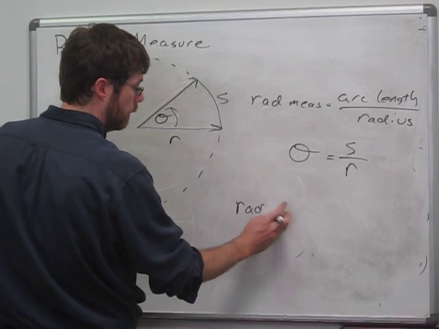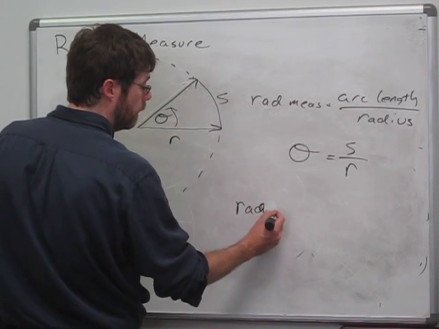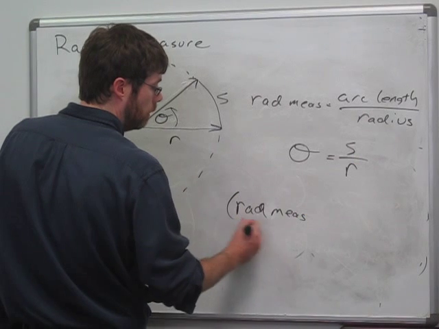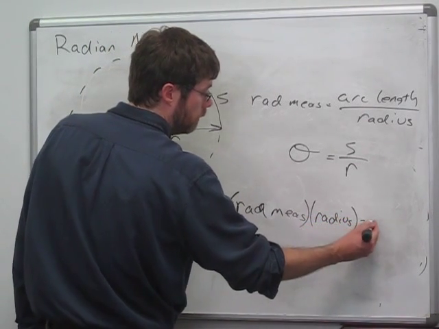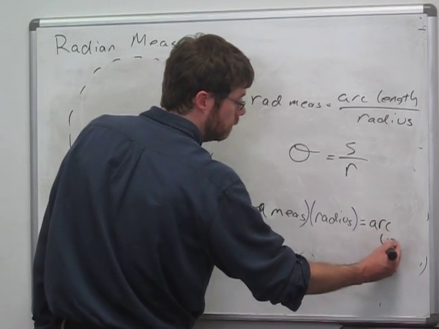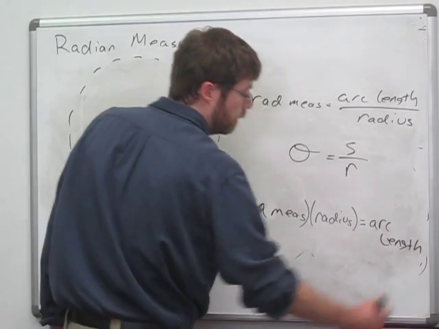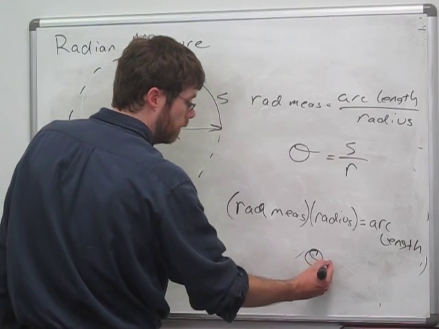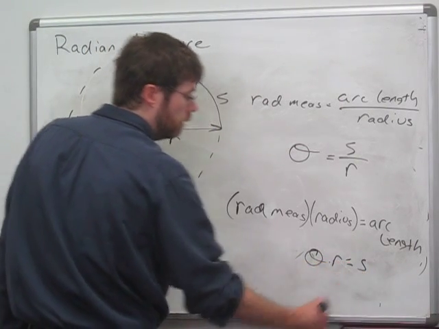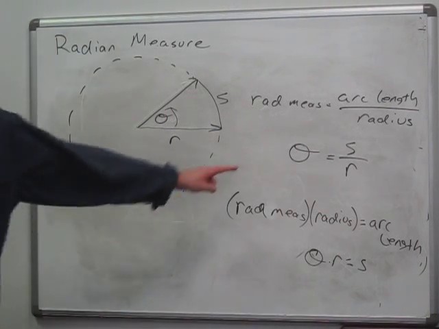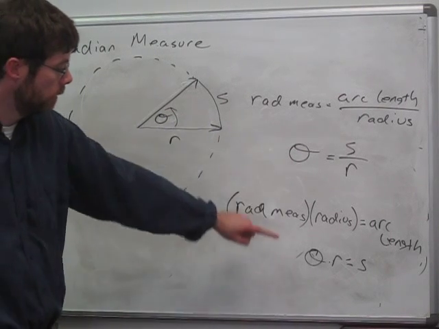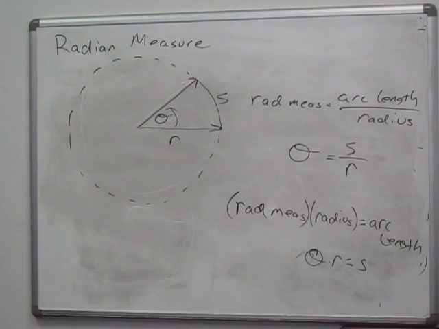An equivalent definition: we can say that the radian measure times the radius is equal to the arc length, or theta times r is equal to S. Depending on what problem we are working, we may want to work with this formulation or this formulation, okay? But they are equivalent.